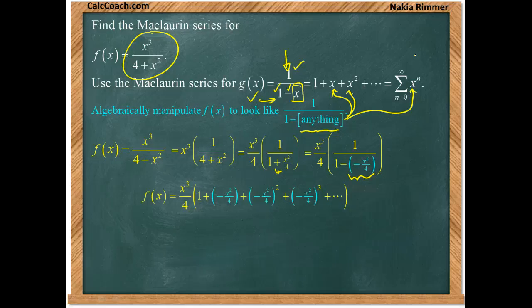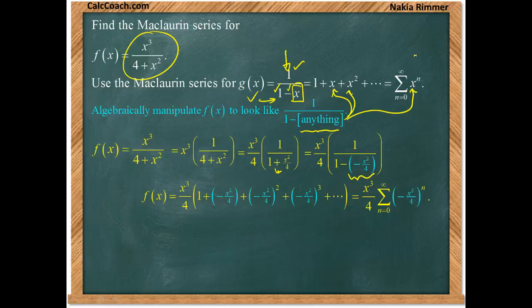So we have 1 plus negative x squared over 4 plus that guy squared plus that guy cubed and more powers of it. And all of that is multiplied, don't forget, by x cubed over 4. Now, summation-wise, we replace the x in the summation, and we have to multiply the summation by x cubed over 4. We weren't sure whether they were asking us for the first few terms or the actual summation form, so we'll just give both.